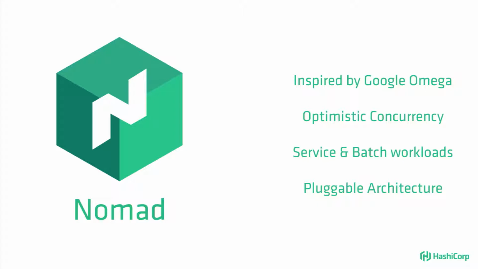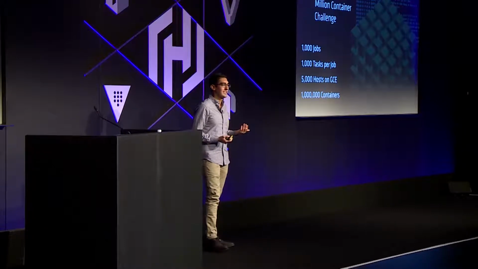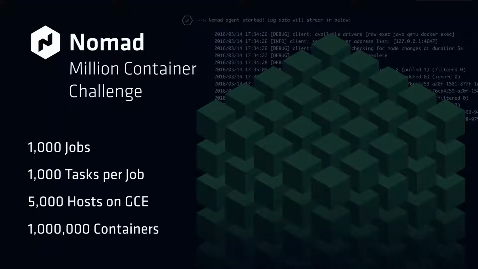And lastly, the pluggable architecture of Omega meant that it was possible for us to fit these different types of workloads, whether service or batch or periodic or system scheduler, we could sort of plug in schedulers to meet different needs. And so what we wanted to do was say, great, well, these were the design goals. This is what drove our architecture. Let's put our money where our mouth is. Does the system actually do what we promised it should do? And so this is the million container challenge that we sort of put together for ourselves, right?